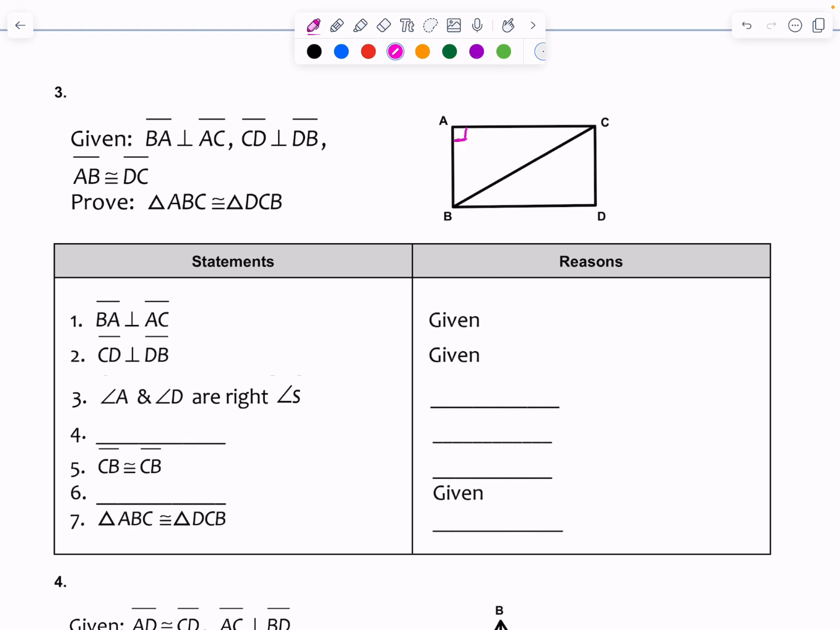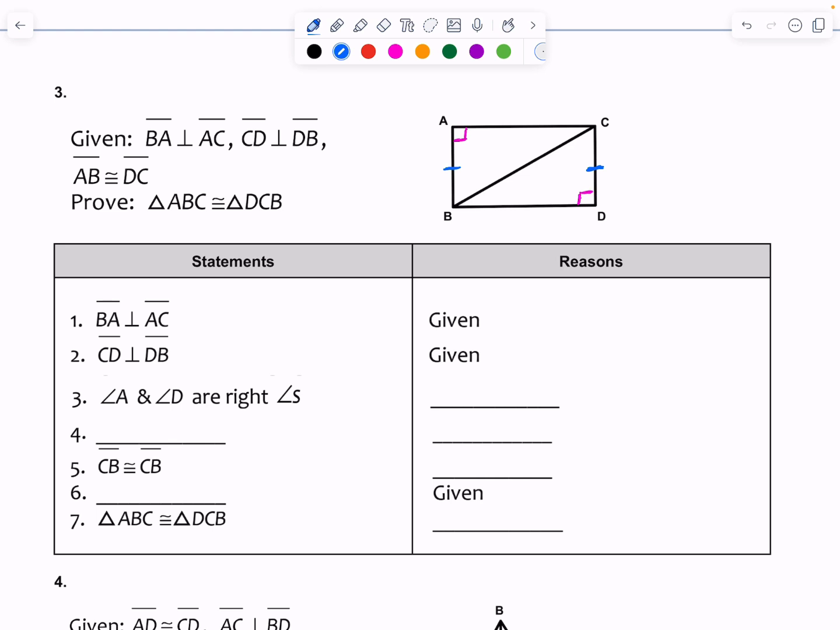And then it also says segment CD and DB are perpendicular. So I'm going to go ahead and do that there. And then again, it says AB is congruent to DC. So AB is congruent to DC. So just marking those for us there. All right, so you can see the 2 givens are written.